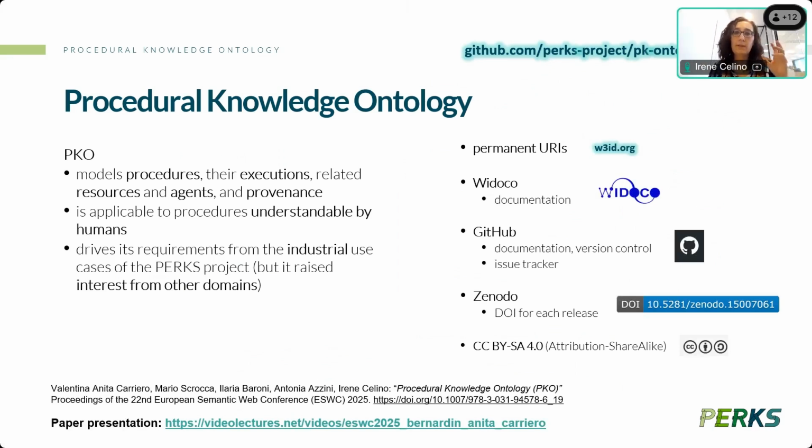So what is the content of this PICO ontology? We model the procedures, their execution, the resources, the agents, all the provenance about everything. Our focus, our scope, are procedures as they are understandable by humans. So it's not a generic workflow or a generic process. We focused on this specific kind of procedure because that was the requirement we drew from: procedures in which at least some steps are executed by people and people need to understand what's going on.